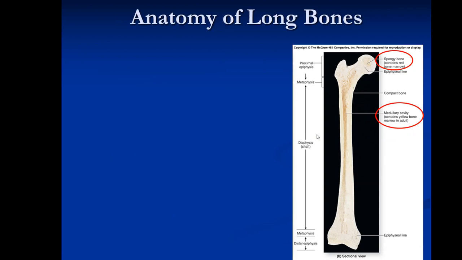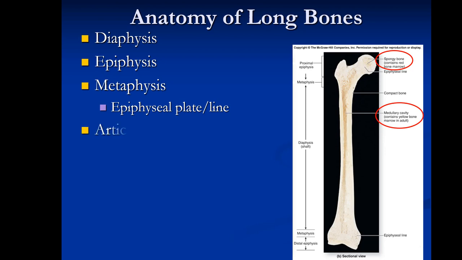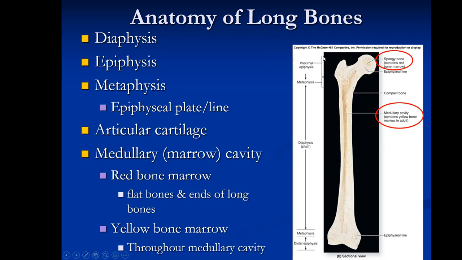So if we go through the anatomy of a long bone, this looks like the femur, and it is in this picture. So just some of the features that long bones are going to have. They're going to have a shaft, which is called the diaphysis. They're going to have ends on each end. That's called the epiphysis. Plural would be epiphyses. And then between the diaphysis and epiphysis, we have this little region called the metaphysis. And you see that here also.